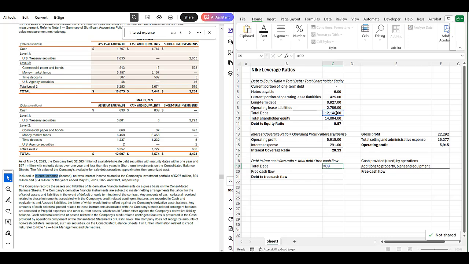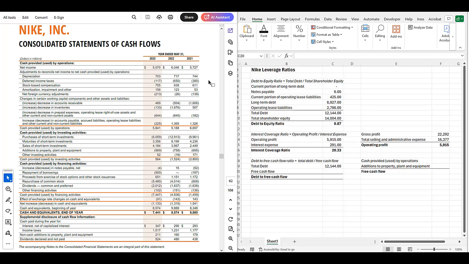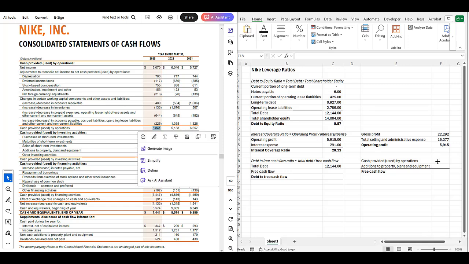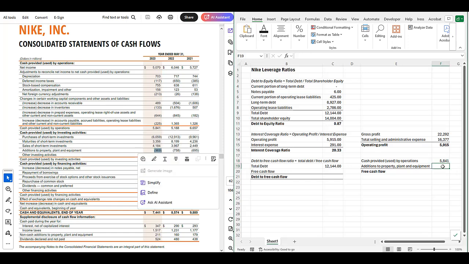It was $12,144. To calculate free cash flow, we subtract additions to property, plant and equipment from cash provided by operations. Cash provided by operations was $5,841. Additions to property, plant and equipment was $969. $5,841 minus $969 equals $4,872. Nike's debt to free cash flow is $12,144 divided by $4,872, which equals 2.49.